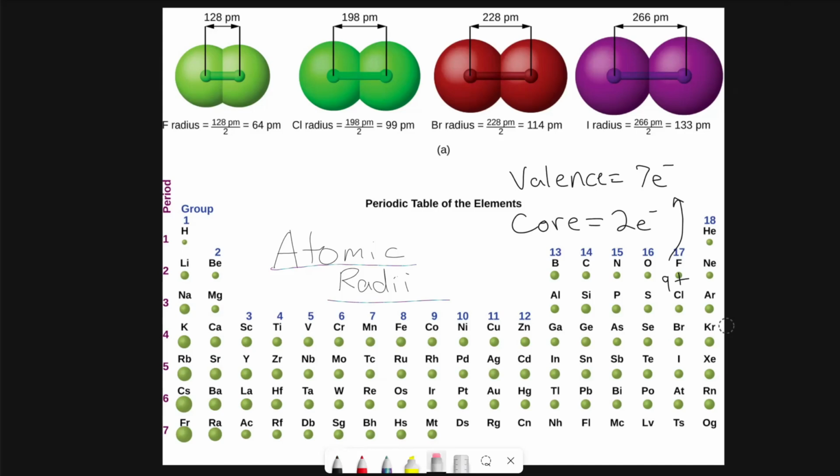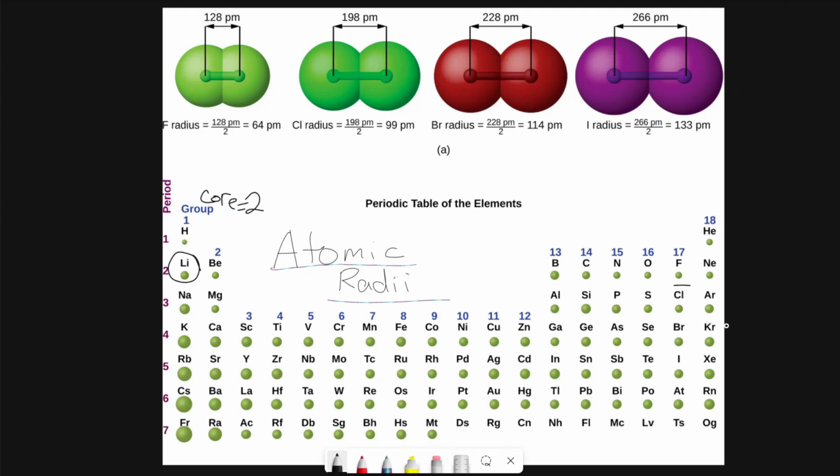Before we move to the bottom left of the table, let me show you how that trend persists across the period, or the row. If we move to the left and we notice lithium, which is a very small atom, it only has 3 protons and 3 electrons in the ground state, yet it happens to be bigger than fluorine. If we draw out the statistics the same way we did for fluorine, lithium has 2 core electrons and 1 valence electron.